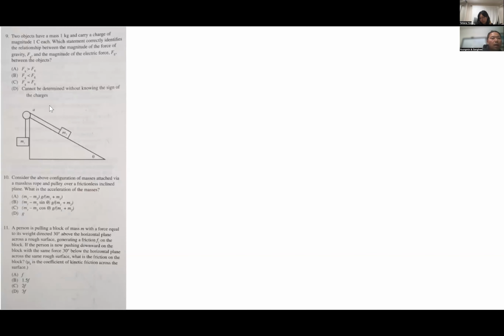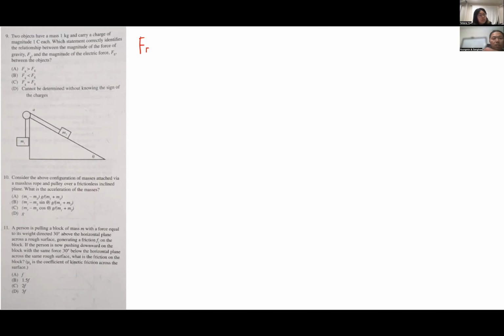Okay, number 9. Two objects have a mass of 1 kilogram and they carry a charge of magnitude 1 coulomb each. Which statement correctly identifies the relationship between the magnitude of the force of gravity, Fg, and the magnitude of the electric force, Fe, between the objects?